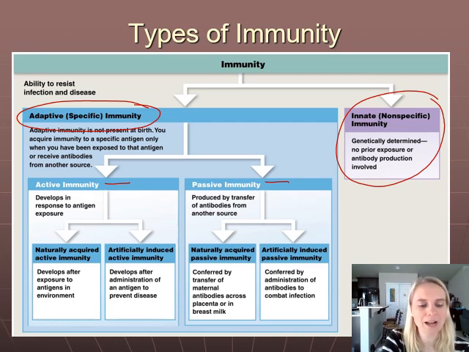So this first one, naturally acquired active immunity, is something you are probably all familiar with: getting sick. You come across a germ, the germ gets in your body somehow, you know, somebody sneezes on you or something.